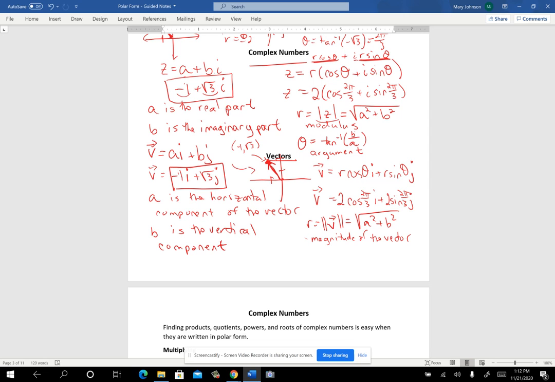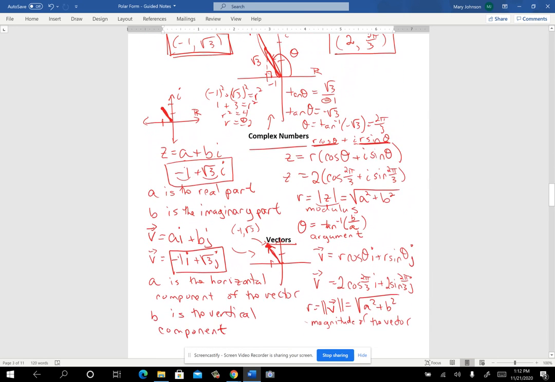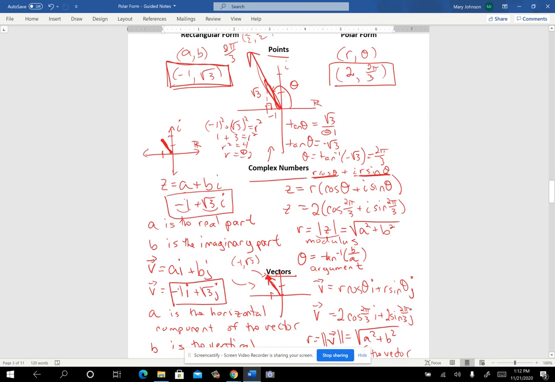I'm scared to move it. I don't want it to move. There we go. Okay, so you know how here your r turned out to be right there. You can see it. Your r was found by taking a squared plus b squared and then just square rooting it. So it's all really the same thing, even up here.